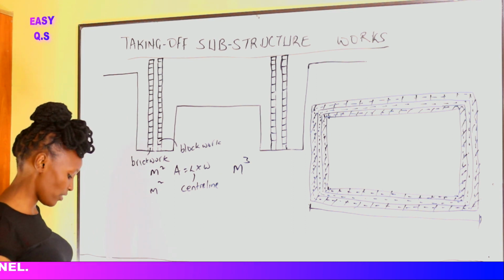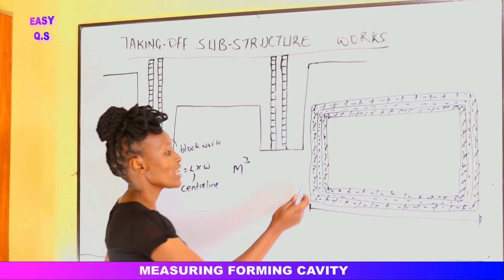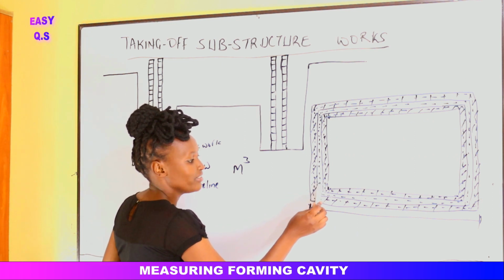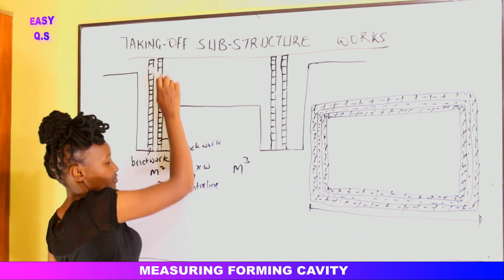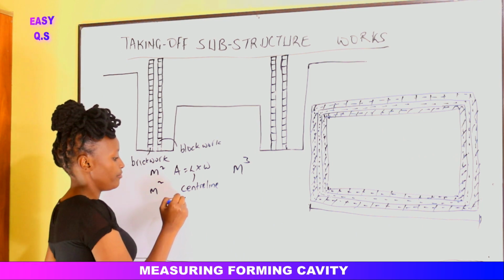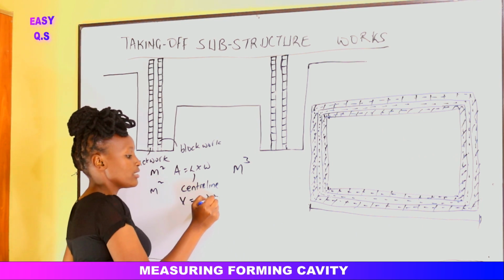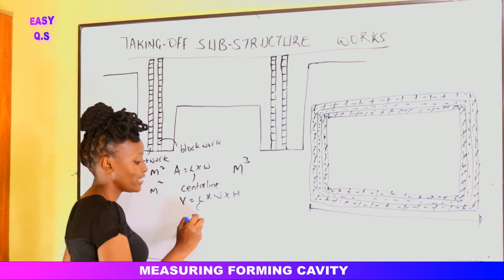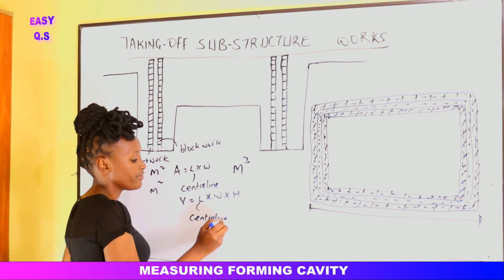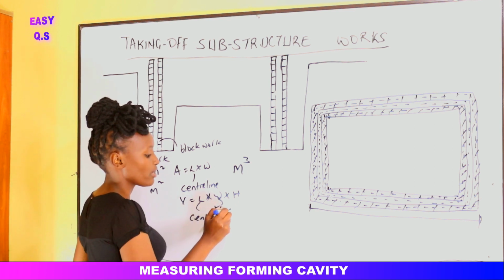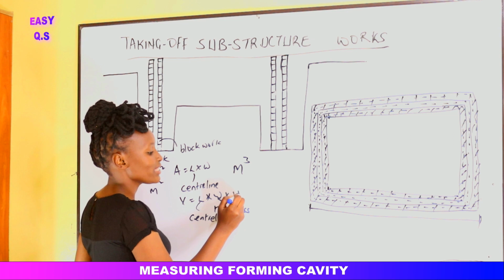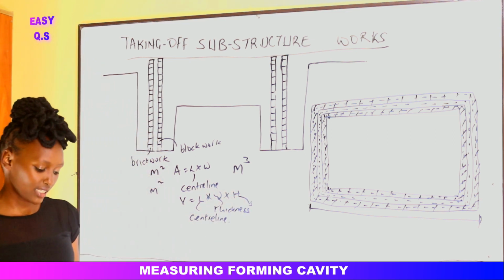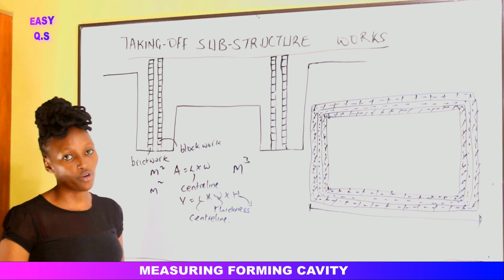How do we measure the volume of the concrete? We shall take the center line of the cavity, multiply by the thickness of the cavity, then multiply by the height of the cavity. So volume is equal to length times width times height. The length is the center line of the cavity, this one is the thickness of the cavity, and this one is the height of the cavity. Alright? So that one is filling the cavity with concrete.